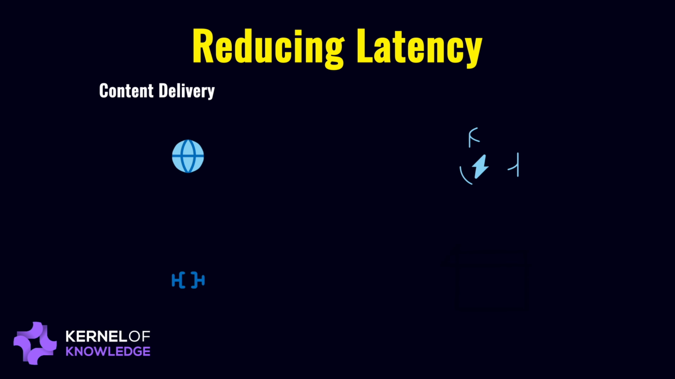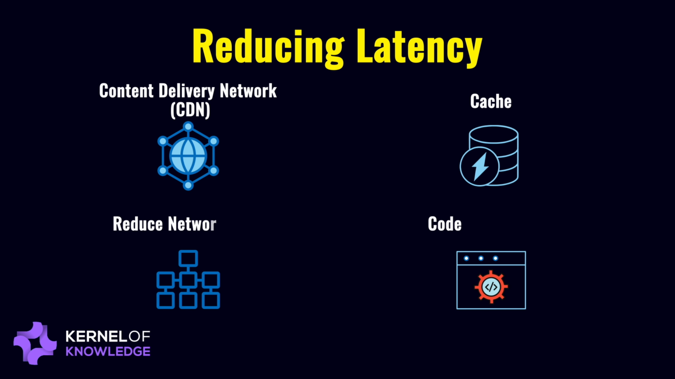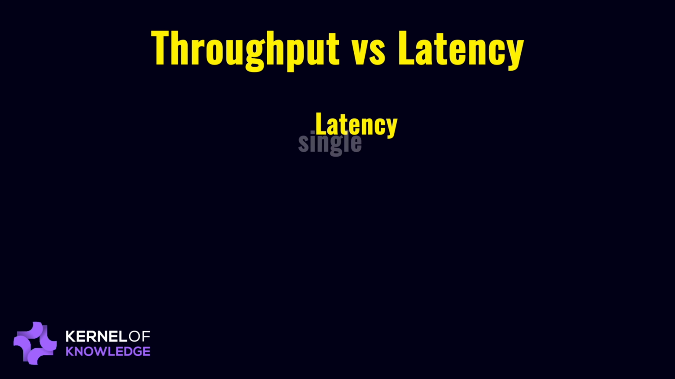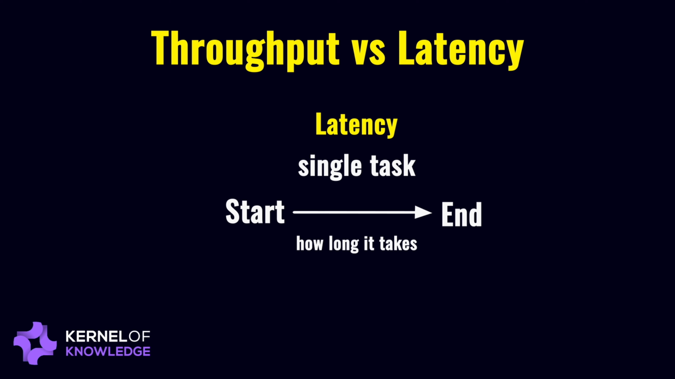How do you reduce latency? Well, there are things like CDNs, caching, and reducing network hops. That means having servers located in the geographical region that you actually need, reducing requests between microservices, and of course, there's always code optimization. Now, comparing throughput versus latency. With throughput, higher numbers are better. You want to have a greater number of tasks in your system. You want to do more work per unit of time. With latency, lower is better. You want a task going from a client to a server, start to end, to be as quick as possible.